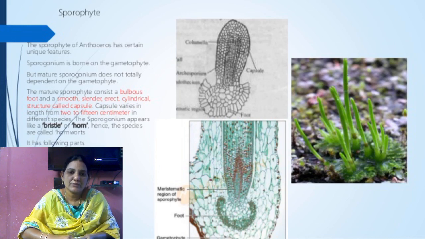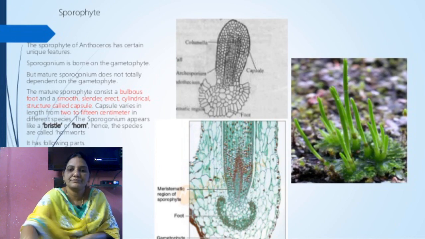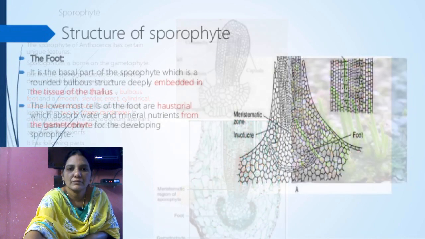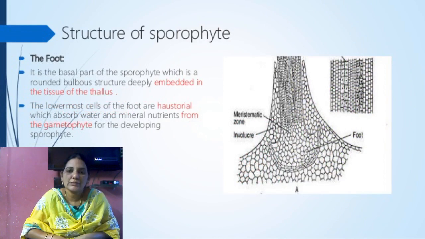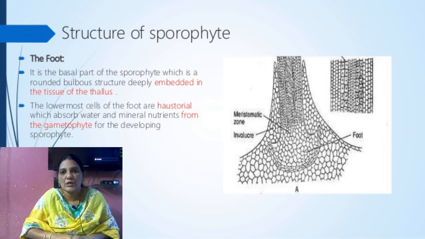So the third part is the capsule. Here the capsule is present. We can see the clear picture here. The third part is the capsule. This is one elongated structure. Three to four layers of the epidermis are present on both sides, made up of parenchyma tissue. These three to four layers of the epidermis are present on both sides of the capsule.